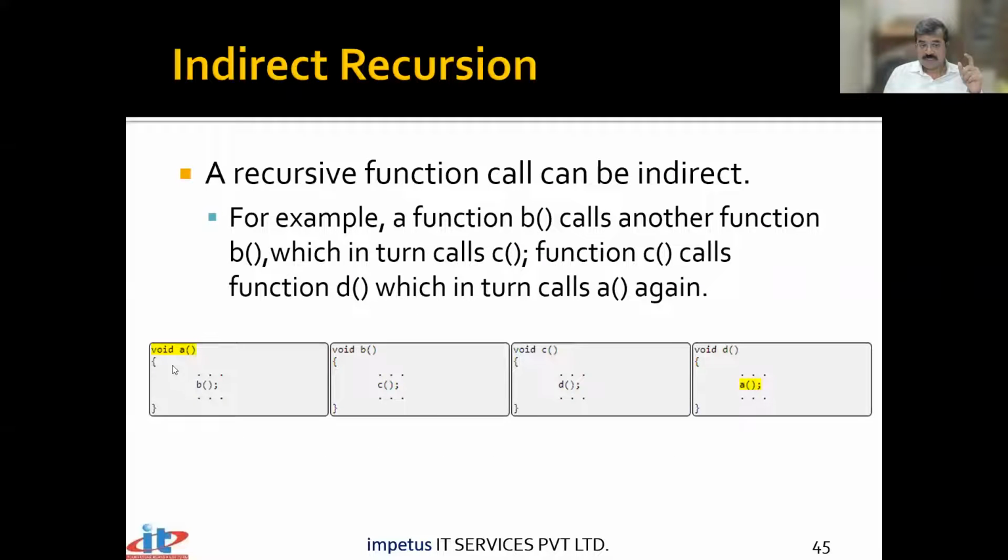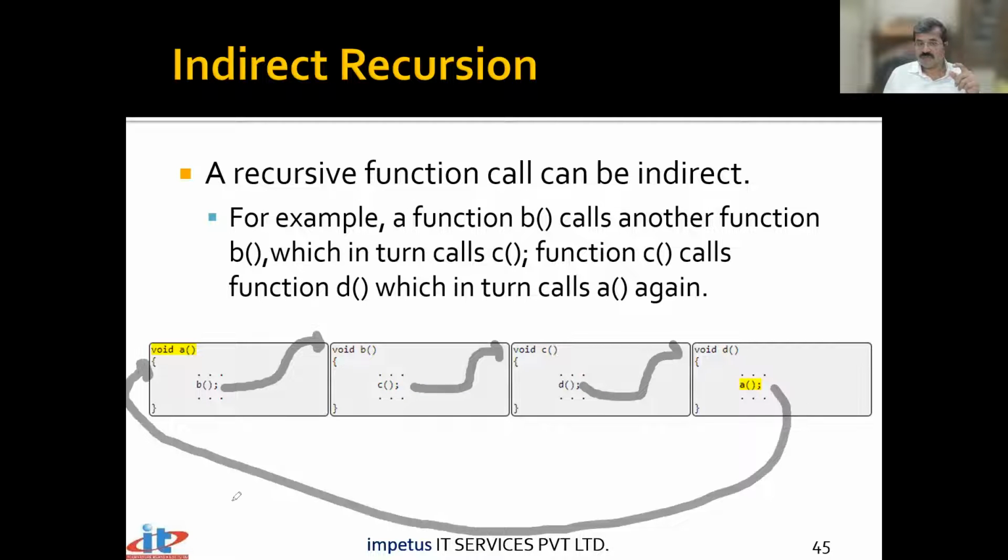How? Say there is a function A. This function A gives a call to function B. Control comes here. Function B gives a call to function C. Control comes here. Function C gives a call to function D. Control goes here. And function D gives a call to function A. Control goes over here. So what is happening? It's an indirect recursion. Although not directly, indirectly you're making a recursive call.